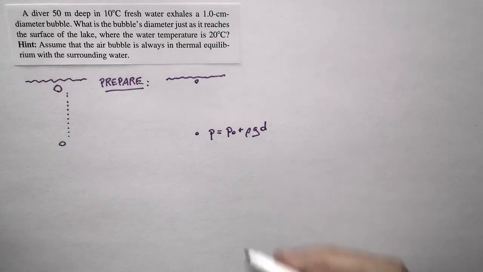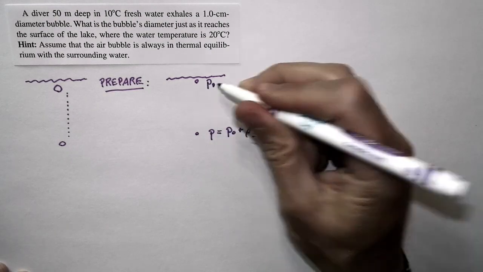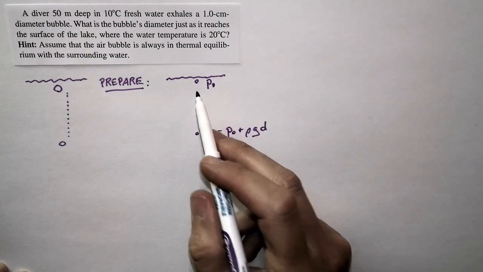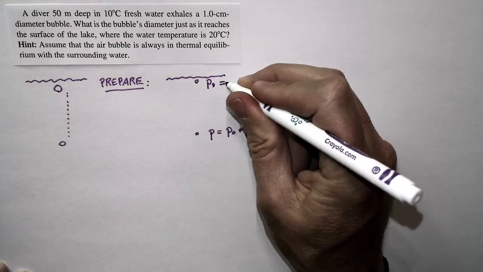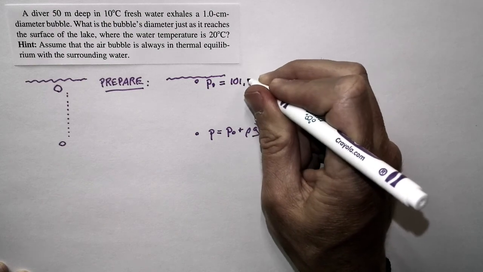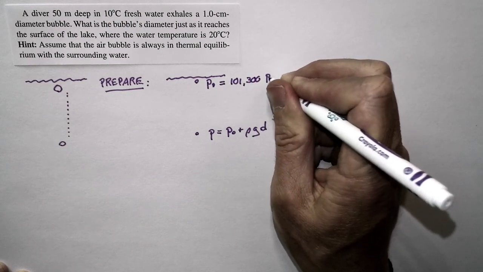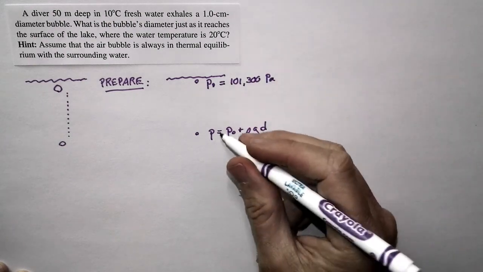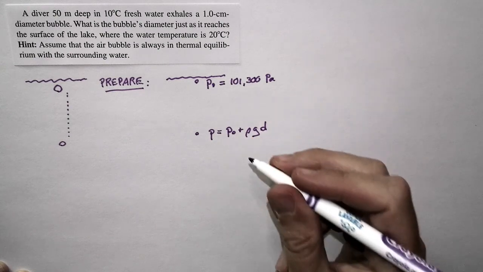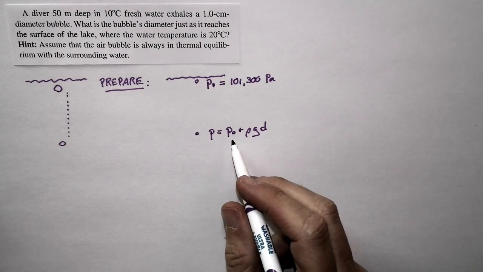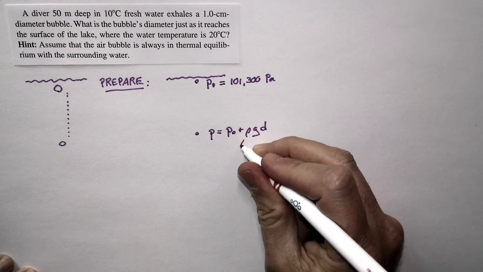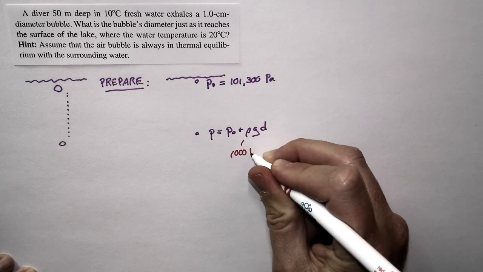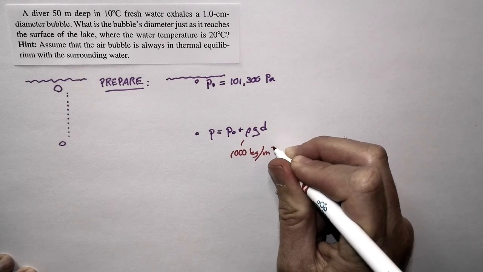Now P0, that's the pressure at the surface. And at the end of the problem, the pressure is just at the surface here. This is just atmospheric pressure. That's 101,300 pascals, and that number appears in this relationship right here. Then we have this pressure plus rho times g times d. Rho is the density of the fluid. Well, it's fresh water. Fresh water has a density of 1,000 kilograms per cubic meter.